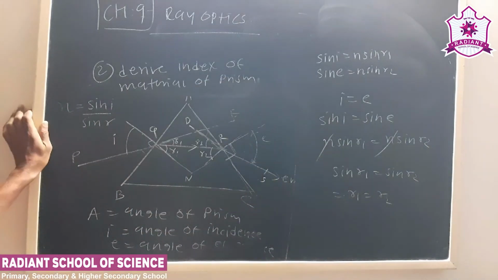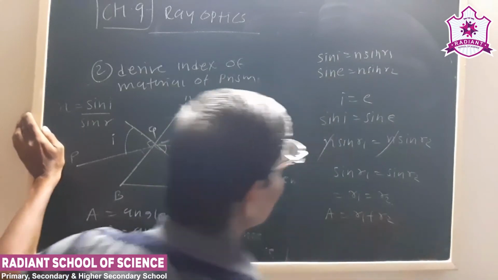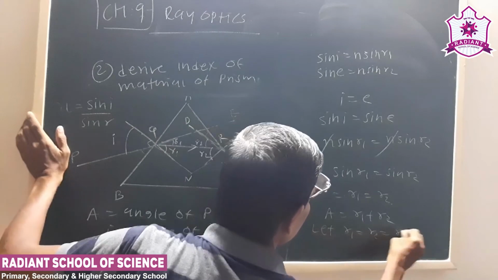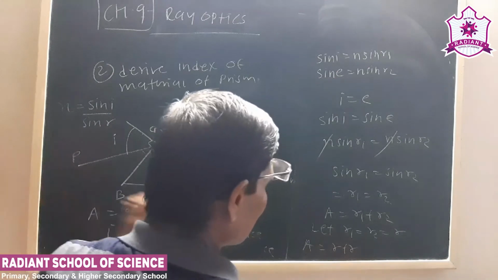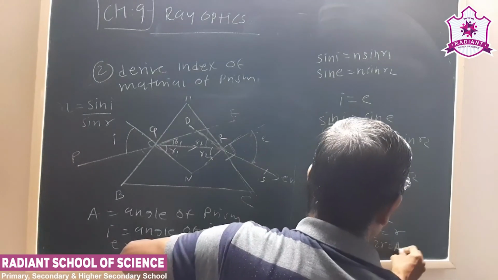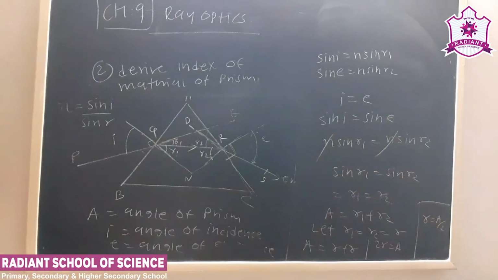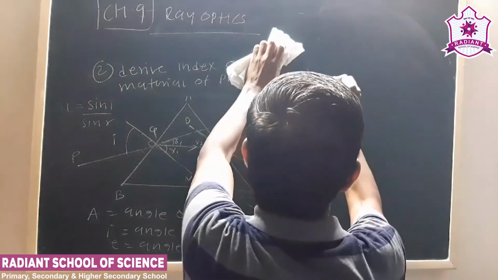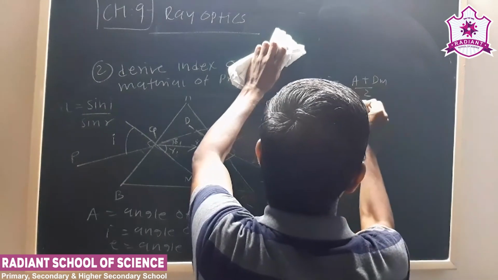Now recall our equation: A is equal to r1 plus r2. Now we assume r1 is equal to r2 is r. So if I substitute, A is equal to r plus r, or 2r is A, r is equal to A by 2. So now what we have obtained: i is equal to (A plus dm) by 2, and r is equal to A by 2.